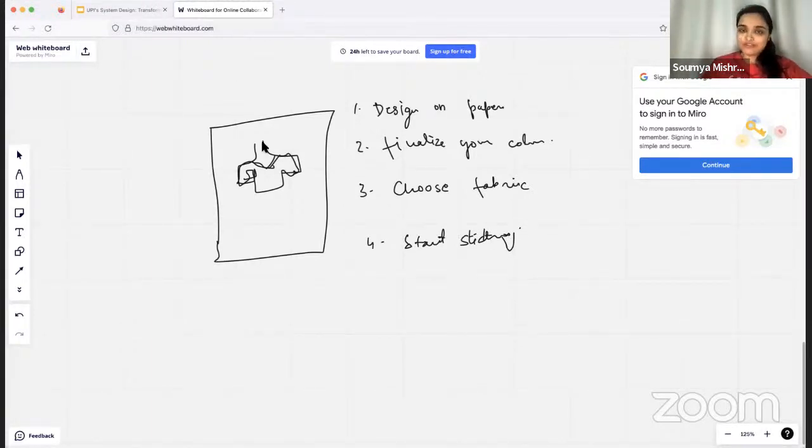Similar is the case with software. When I say design on paper, it is not hard paper. It can be a whiteboard, anywhere. You basically first design the system. How are our components going to look?